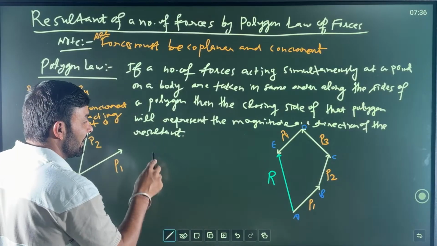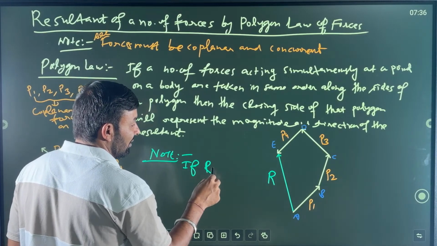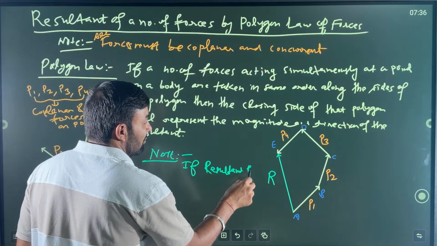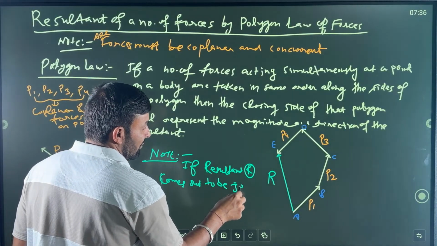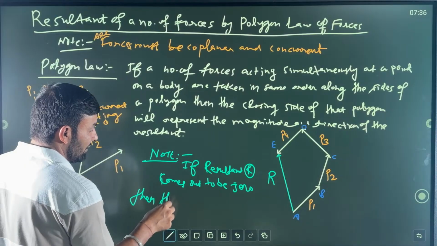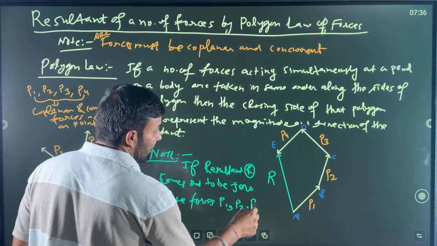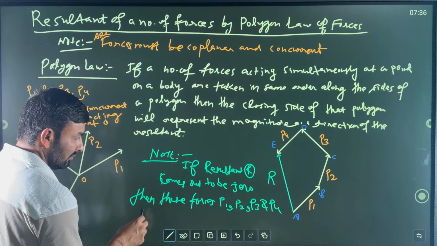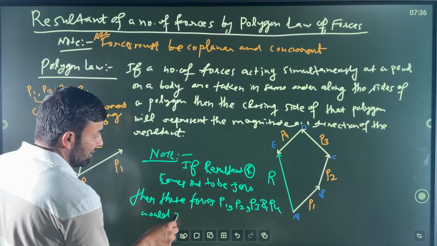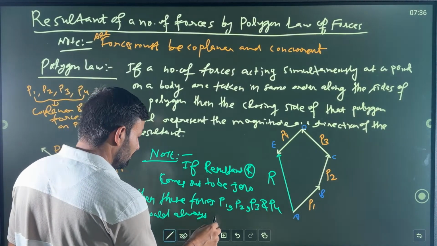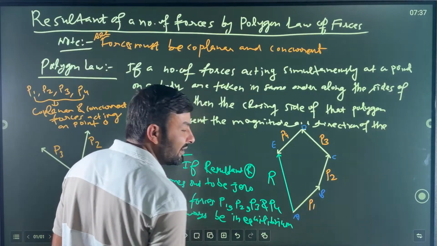Okay. And very important, my dear friends, I am telling you one more important thing: if resultant R comes out to be 0, then these individual forces, P1, P2, P3 and P4, would always be in equilibrium, my dear friends, in equilibrium.